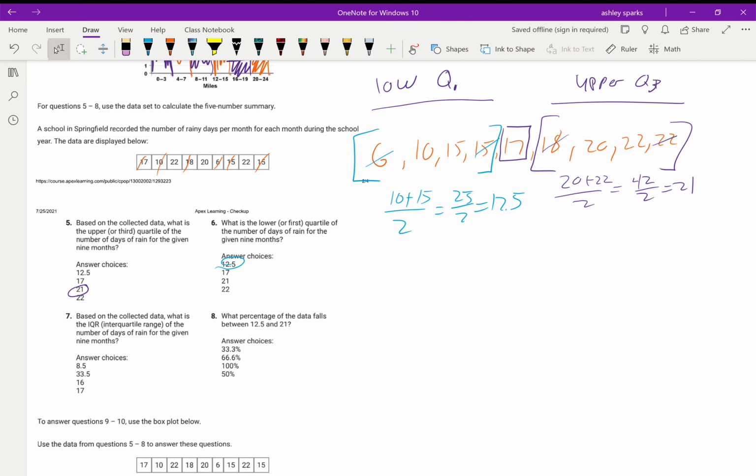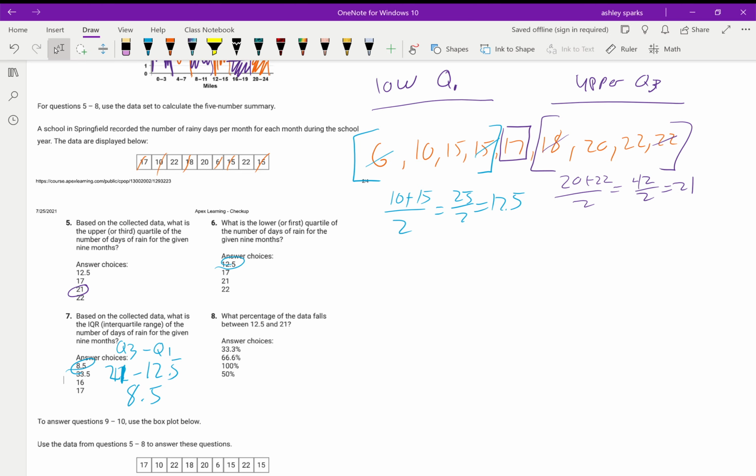Based on the collected data for number 7, the interquartile range of the number of days of rain for each of the 9 months. Interquartile range is going to be the 21, so it's our upper quartile, so Q3 minus Q1. 21, I don't know why I just made that 12. 21 minus 12.5. Okay, and that would give me the 8.5 as my answer for my interquartile range. So it's just like range, high minus low. You're just using that quartile data to be able to find that.